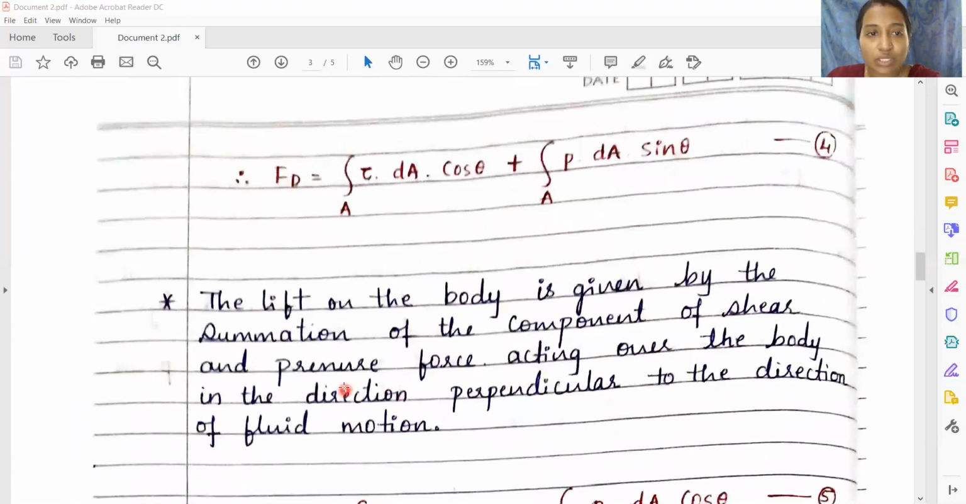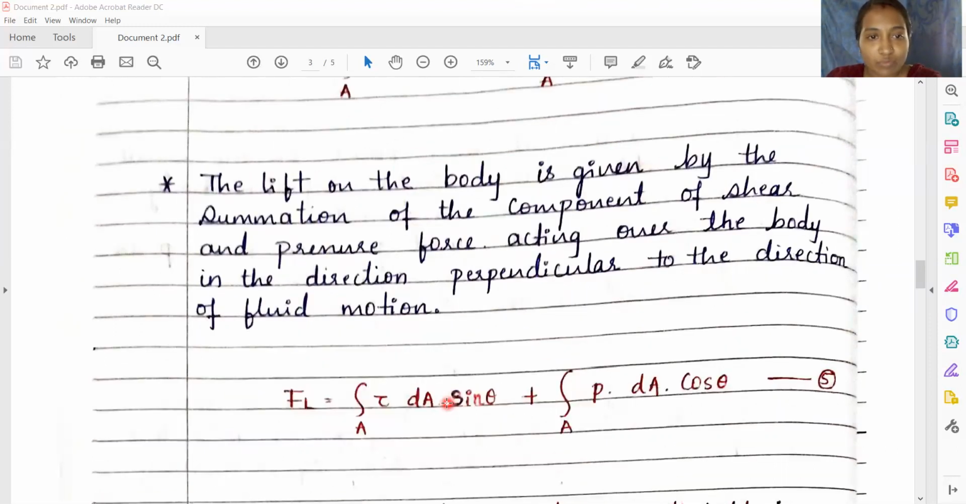So next, coming to the lift. The lift on the body is given by the summation of the component of shear and pressure force acting over the body in the direction perpendicular to the direction of the fluid motion. Why is it perpendicular? Because we are considering the y component as the lift component here.